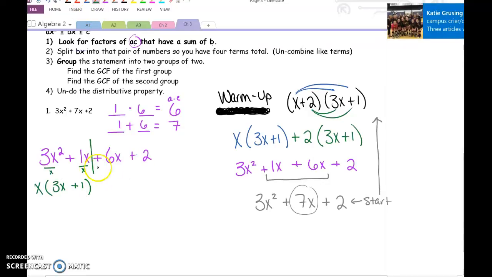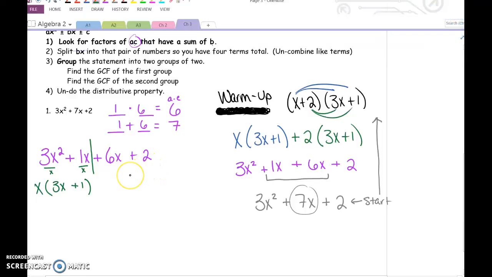And then the next set, 6x and 2. What do 6x and 2 have in common? Now, a common thing I hear is 3. Yes, 6x and 2 are related to 3, but you can't do 2 divided by 3. So think of it more as, what is the biggest number that you can divide out of both of these? You can divide 2 out of both of those.